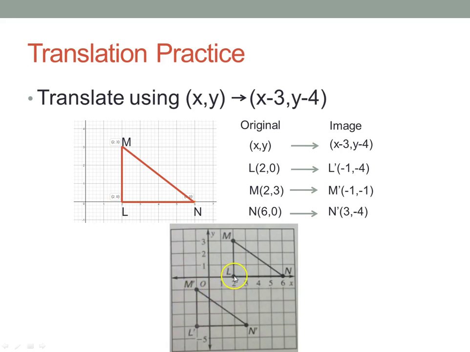So we can see it on the graph. If I move L, I'm moving it 1, 2, 3, and then down 4. 1, 2, 3, 4. So I get L prime. And when I do that for each of the points, I get this new triangle.